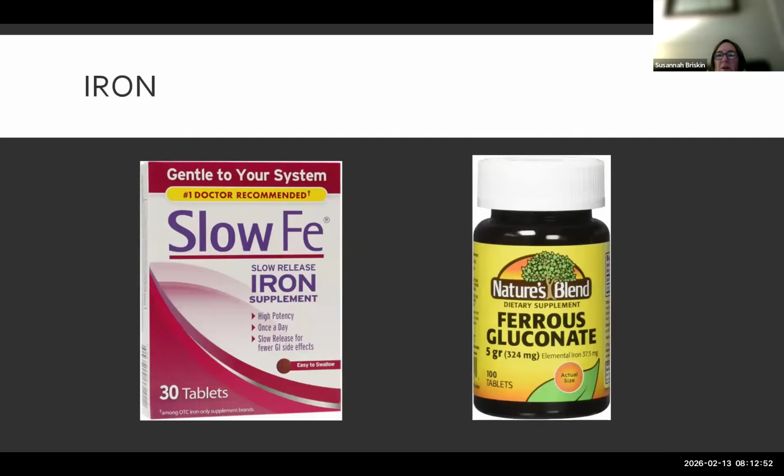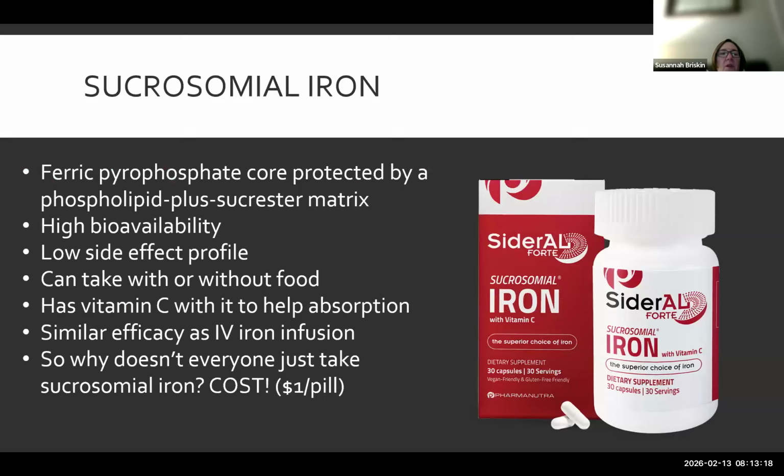So here's kind of some of the standard ones you'll see on the market. Slow FE is a nice, easy to swallow one. So if you have kids who are like, I can't swallow those big, nasty pills, Slow FE is a tiny one. That one's not so bad. And then ferrous gluconate, the one on the right, is probably the most common one I put people on. It's easier on your belly than the Slow FE is, but can still give people some trouble.